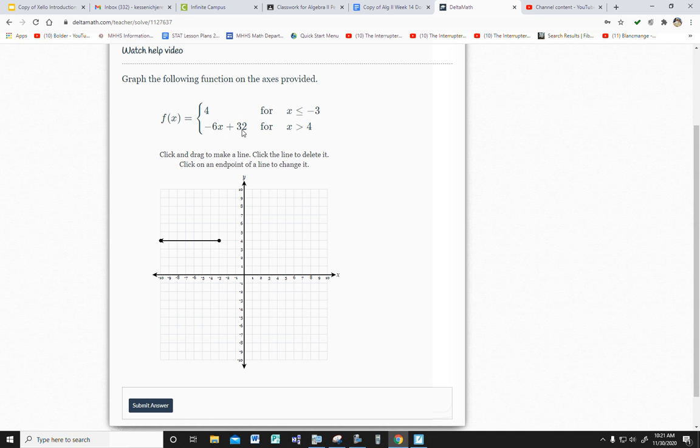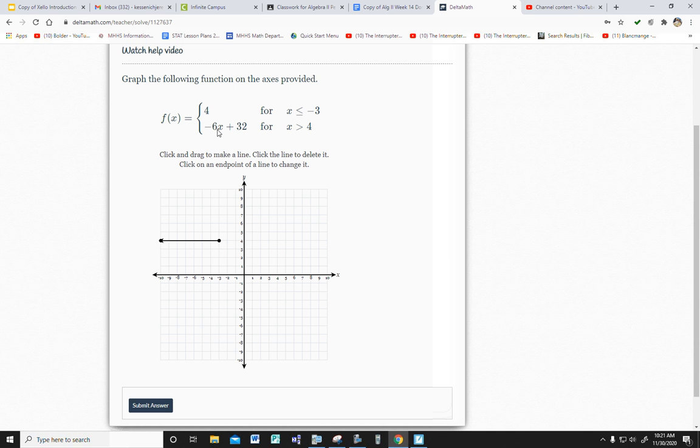Negative 6x plus 32. All right, well, I was going to do a y-intercept of 32, but obviously that's not going to fit. So let's try picking some x values. I can only use numbers greater than or equal to 4. Well, what if we put in 4? I know we're not supposed to use it, but there would be an open circle there then.